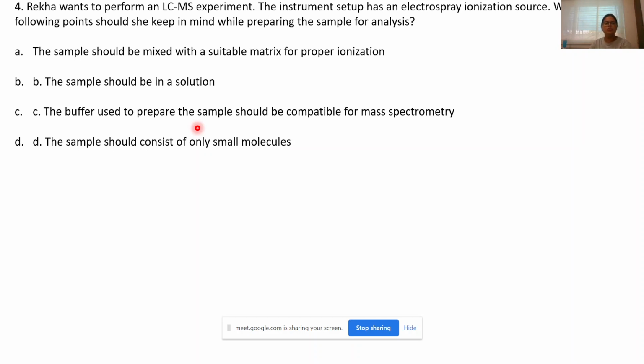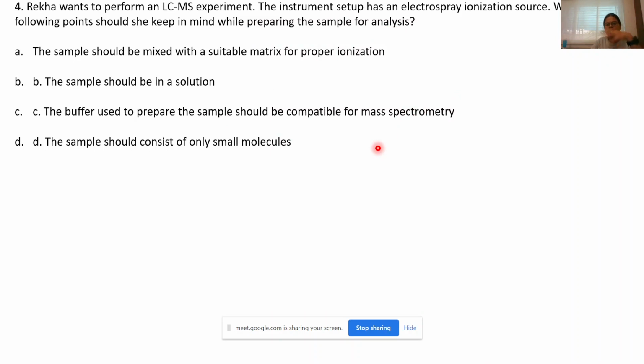So coming to another question, Rekha wants to perform an LCMS experiment. The instrument setup has an electron spray ionization source. Which of the following points should she keep in mind while preparing the sample for analysis? So electron spray ionization is a soft ionization technique.